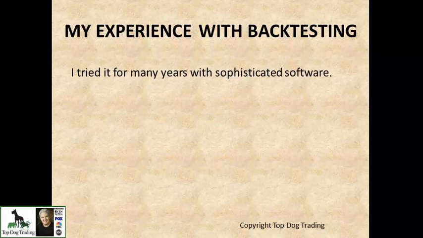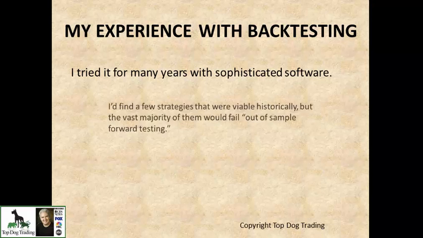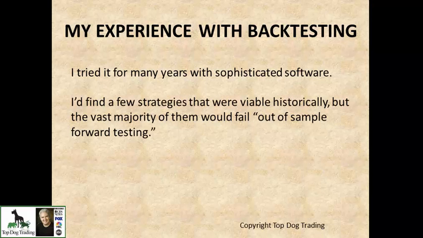I had very sophisticated software, a very high-powered computer system, and I was trained in how to do this. I'd find a few strategies that were viable historically. Then what you typically do, understanding that's curve fitting, is take the successful strategies and apply them to data that is separate from the data you used historically. That's called out-of-sample forward testing.